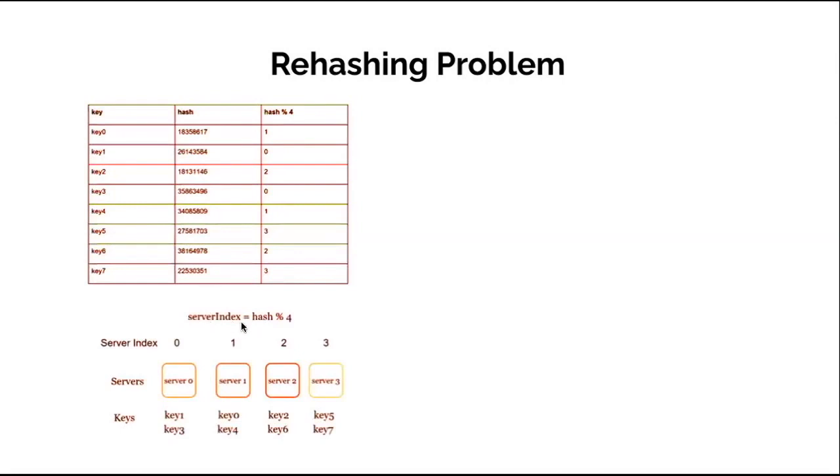So you see, in this hash mod 4 function, we have these 4 servers labeled from 0 to 3, and based on the hash map, key 1 and key 3, on doing mod of them we got 0, so we mapped them to server 0. Similarly, key 0 and key 4 are mapped to server number 1, key 2 and key 6 are mapped to server number 2, and key 5 and key 7 are mapped to server number 3, based on the hash value they got.